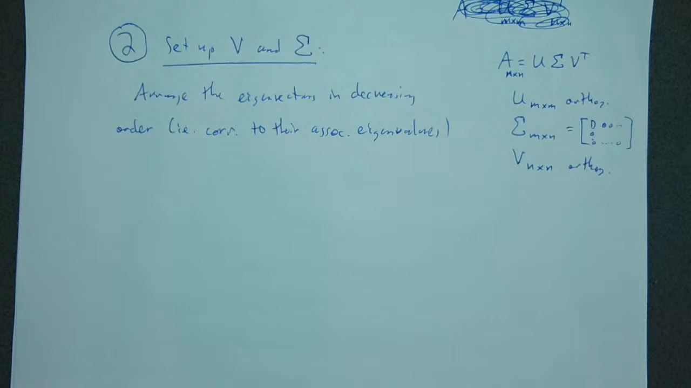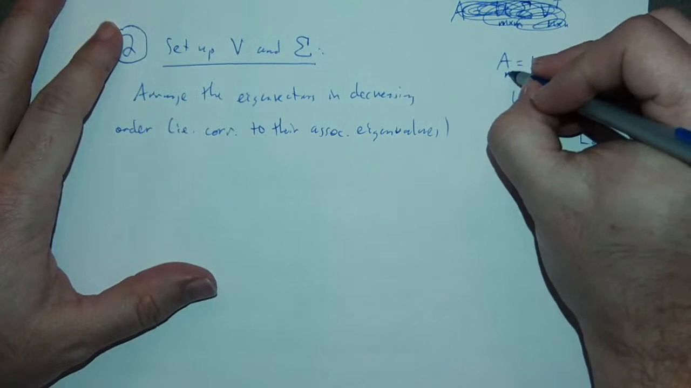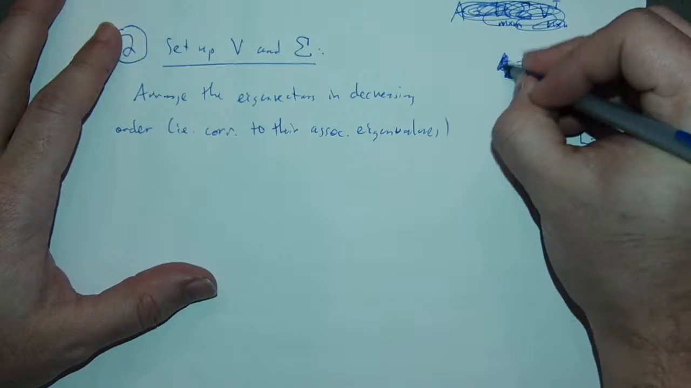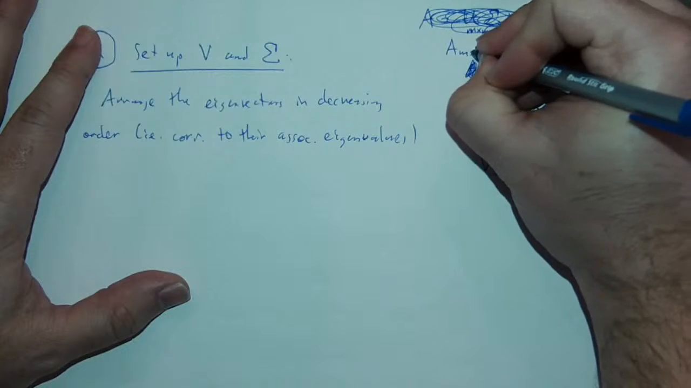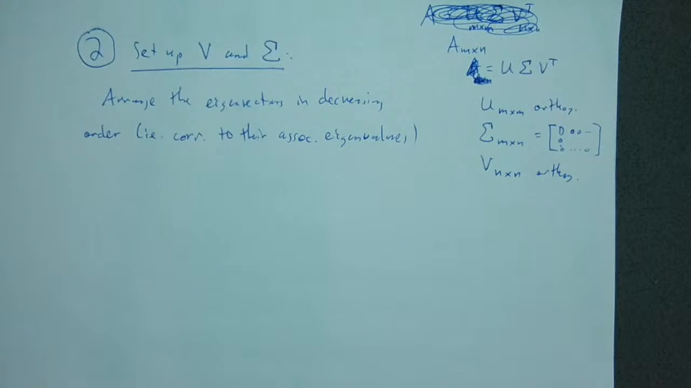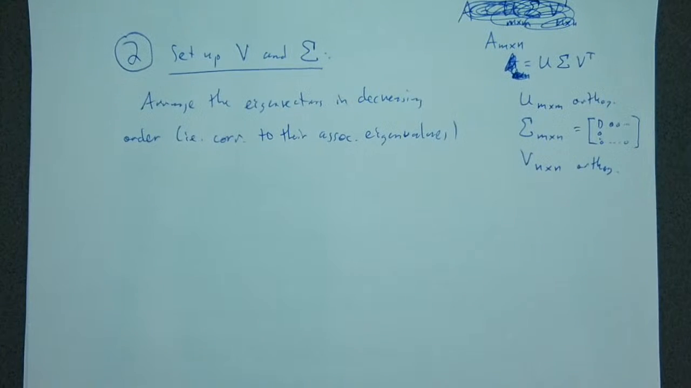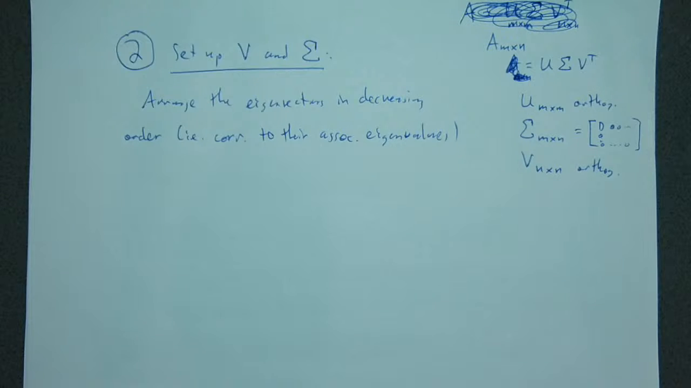Yekta, yes, A is M by N. Sorry, that might look like an N. A is M by M, or M by N. So A is an M by N matrix. Yes, that's right. And that's what's nice about all this, because this can be applied to any matrix you come across.